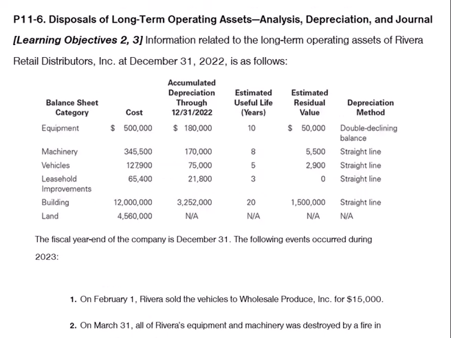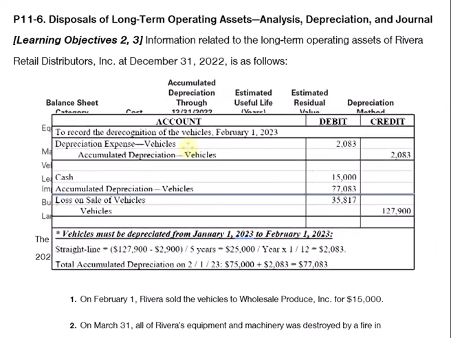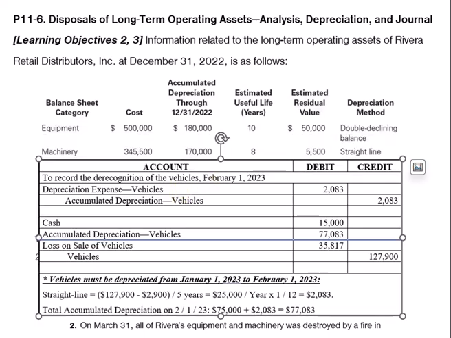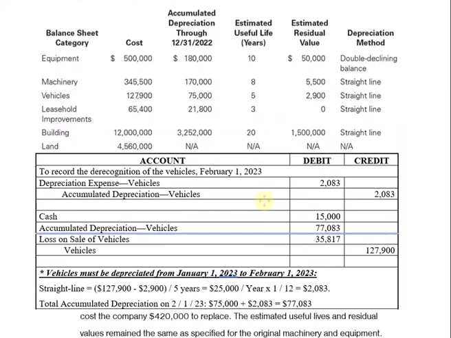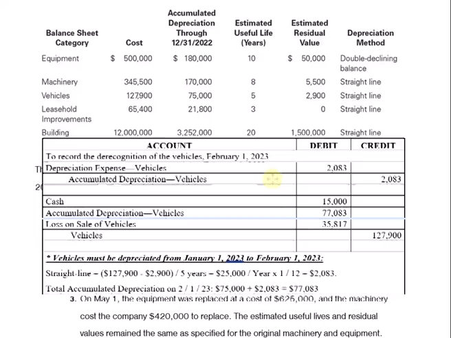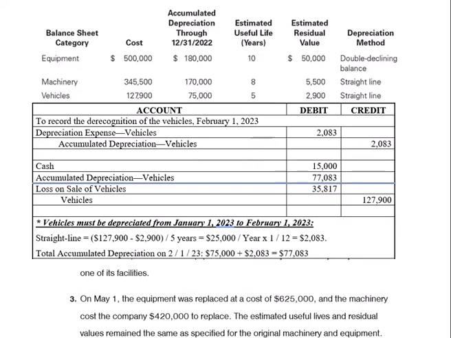Let's focus on the vehicle. $127,900 cost, accumulated depreciation of $75,000, estimated residual value $2,900, 5-year life, and they're using the straight line method. And we sell the vehicle to Rivera for $15,000. So let's focus on that. Let me put this on the screen so you can see what we're going to do. Let me slide so we have the vehicle in front of us. There we go. So what do we have to do?